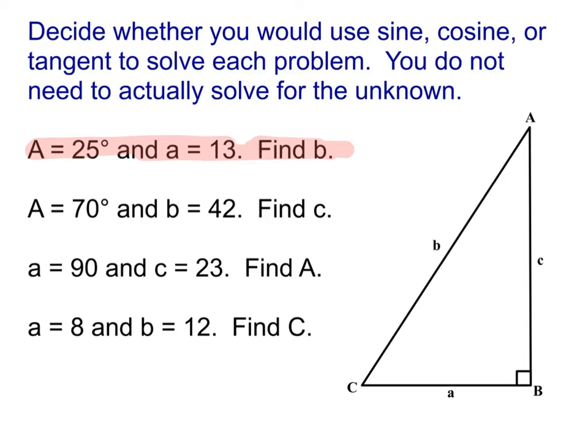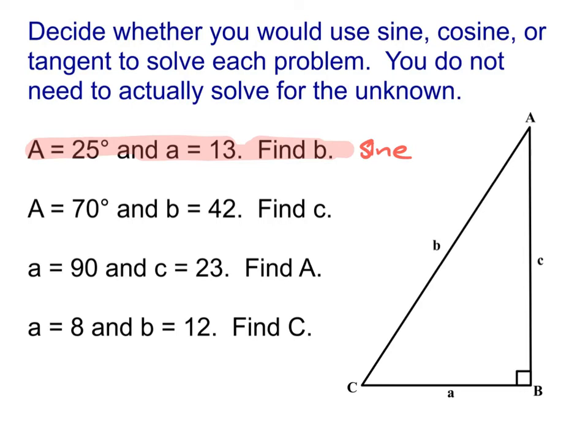To answer this question, then we say which of those three trig ratios, sine, cosine, or tangent, involves opposite and hypotenuse? And the answer is sine, because sine equals opposite over hypotenuse. And so your answer for this one would be sine.